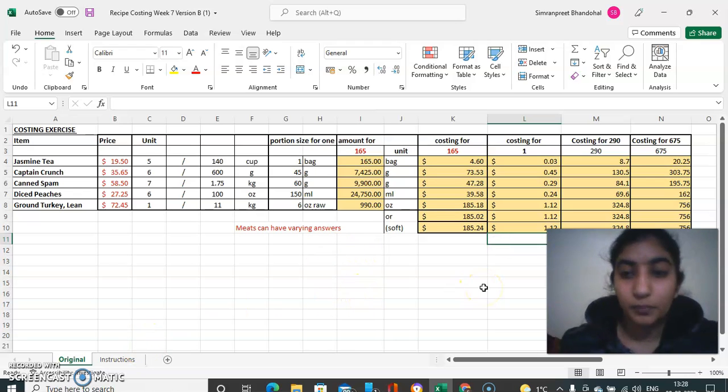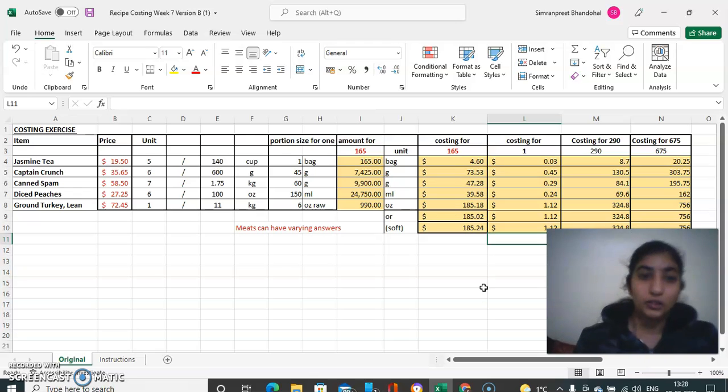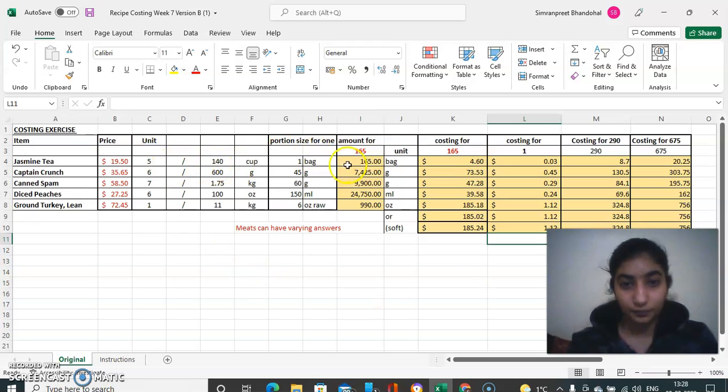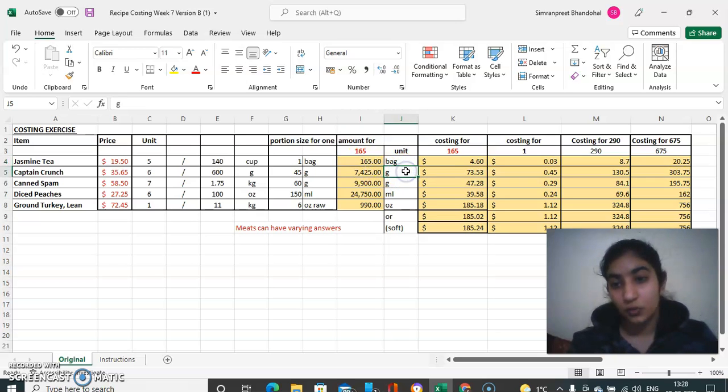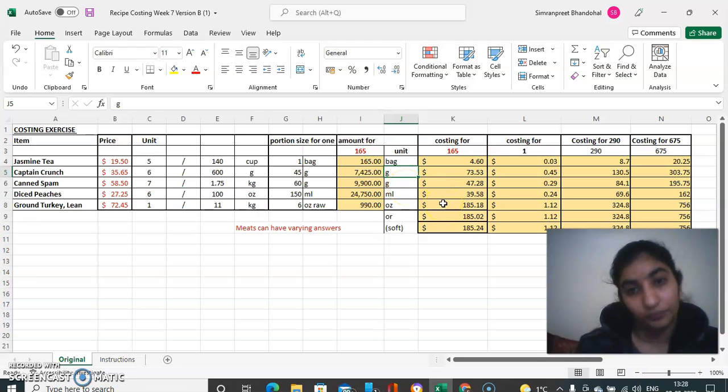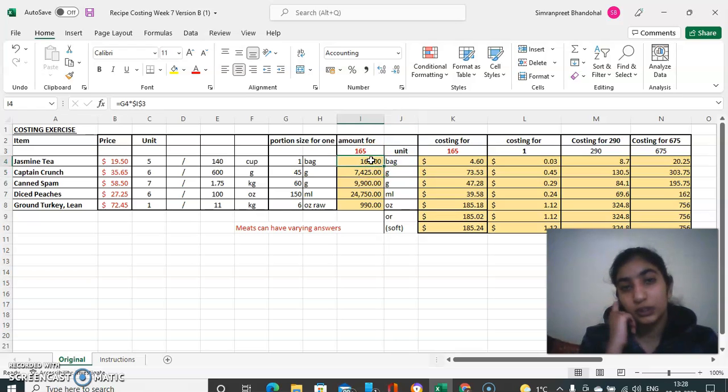So this is the completed part of our recipe costing. What we did here is we first found the amount for 165 units, and we also need to make sure that our units match with our handwritten calculations every time we are doing this. Also make sure you do the cell referencing each time you are doing this, but you don't need to do it when you are dragging it down. So this is how we do recipe costing.